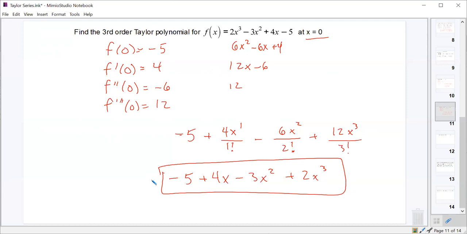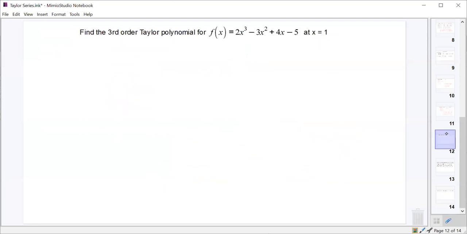So if you were ever asked to find a third order Taylor polynomial for a third degree polynomial, it should just be the same function. If we're doing it at x equals 0. What if we were to do it at a different value? What if we were to look for it at x equals 1?